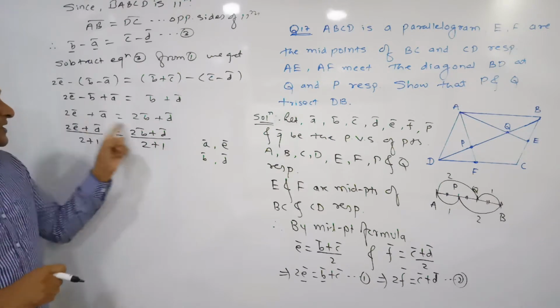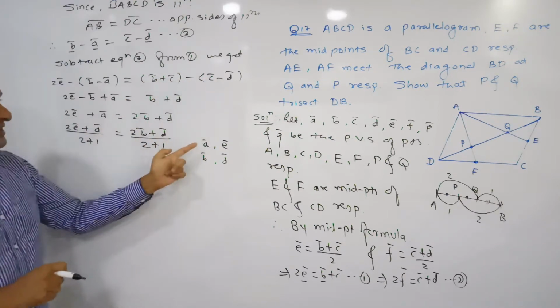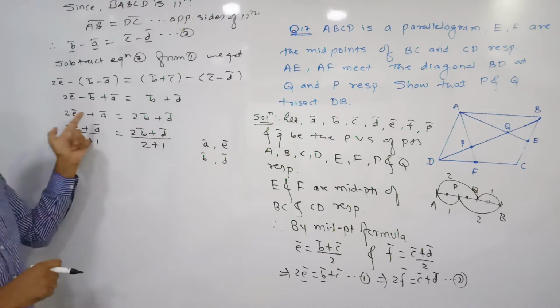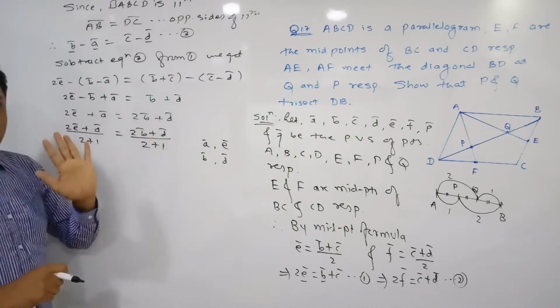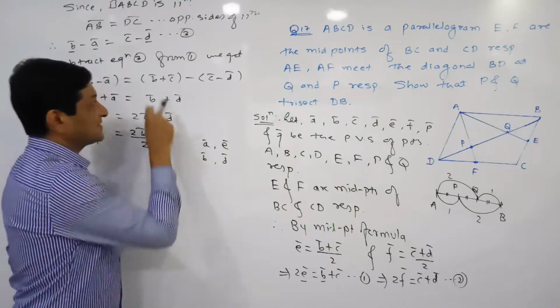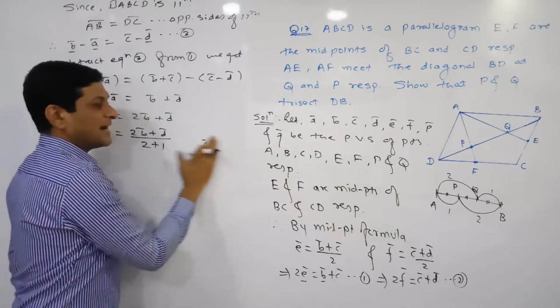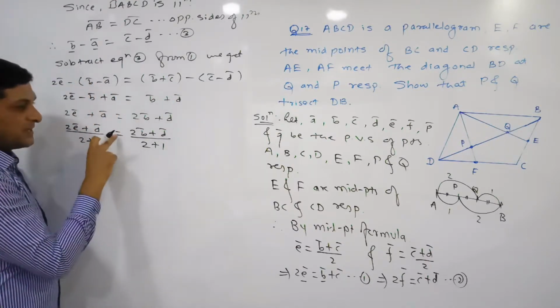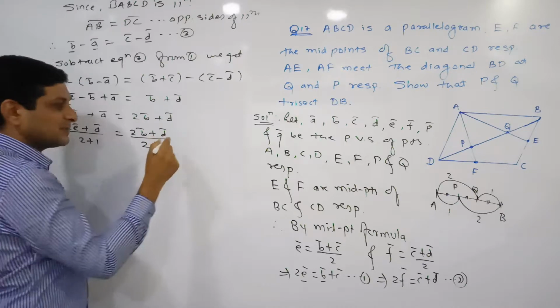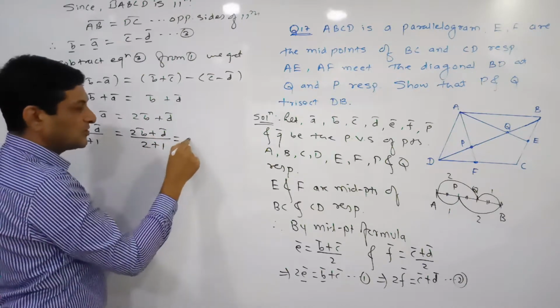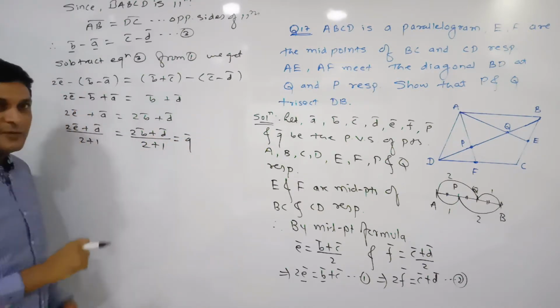Now observe this expression. After cancelling C, the expression is in terms of what? A bar, E bar, B bar, D bar, A bar, E bar, B bar and D bar. Getting it? So now we have cancelled C bar, which is not required. So now these two vector quantities are equal. And let us suppose that its value is equal to Q bar. Why are we saying that the value is Q bar?